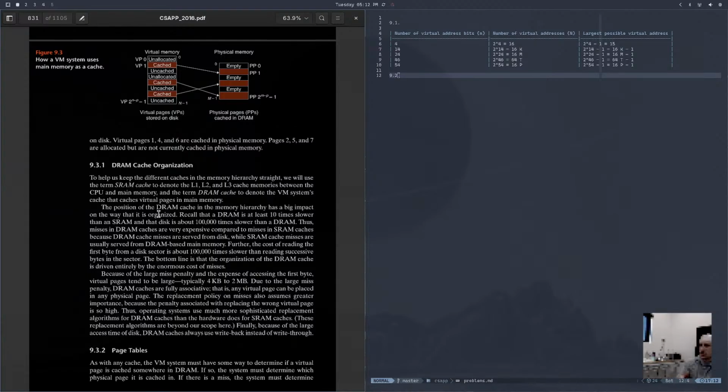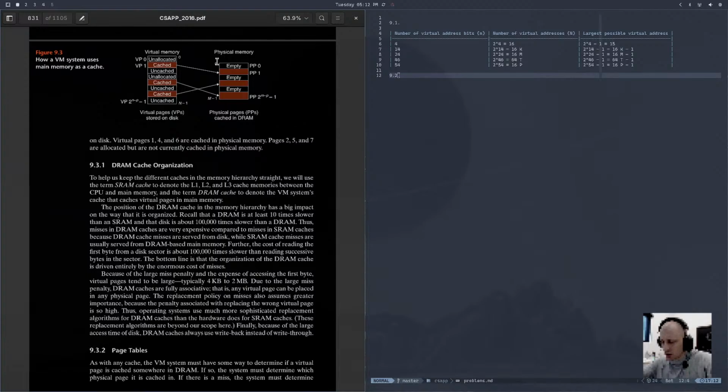So DRAM cache organization. This diagram up here just kind of demonstrates virtual to physical memory mapping. To help us keep the different caches in the memory hierarchy straight, we will use the term SRAM cache to denote the L1, L2, and L3 cache memories between the CPU and main memory, and the term DRAM cache to denote the VM system's cache that caches virtual pages in main memory.